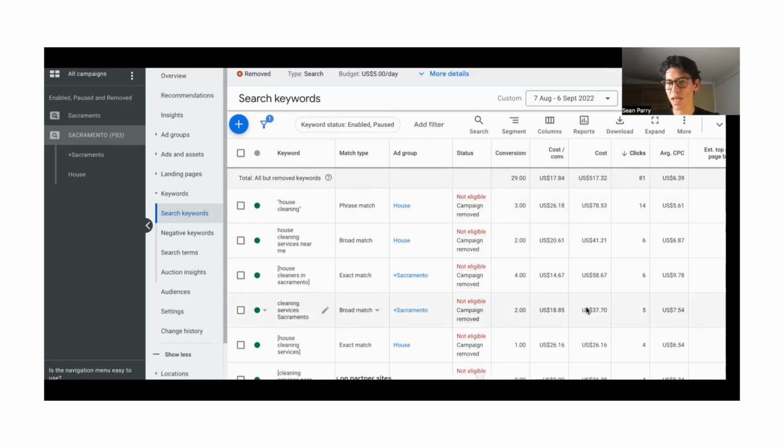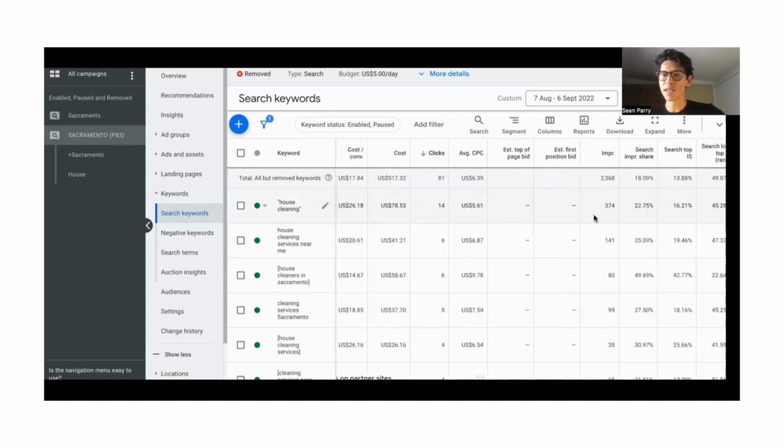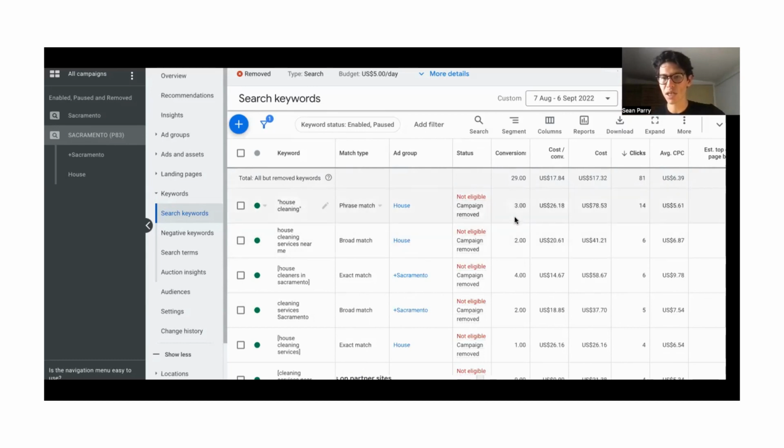I won't go into too much detail here, but as the campaign evolves and we get through that ramp up phase and we're optimizing things, there's lots and lots of data here, but you can start to see the conversions. We're starting to see conversion numbers at the keyword level. House cleaning $26, house cleaners in Sacramento $14.